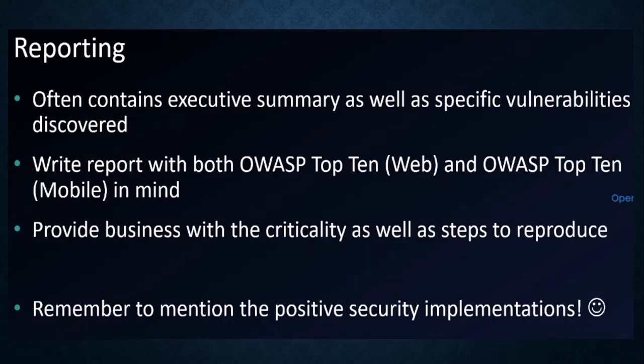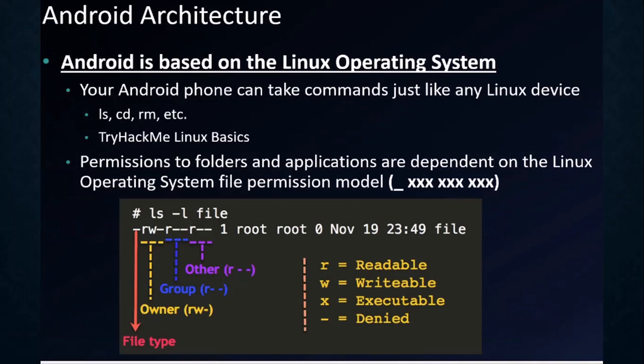Now, reporting. It often contains an executive summary as well as specific vulnerabilities. You know what reporting is all about. Write a report with the OWASP Top 10 in mind. Provide the business with criticality, as you see if you have done Google Cybersecurity, criticality 9.0, 7.0. Make sure it can be reproduced. Remember to mention the positive security implementations. Once you have finished your penetration testing, remember to tell them how to prevent it after everything you have done. Now, Android architecture.